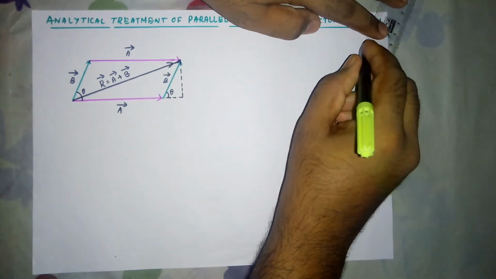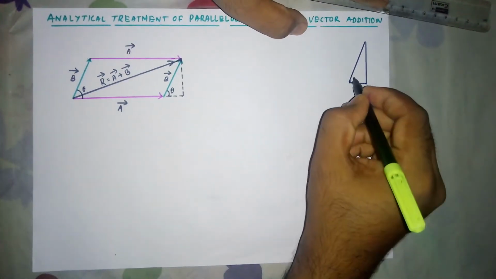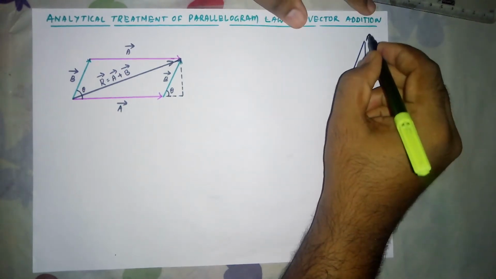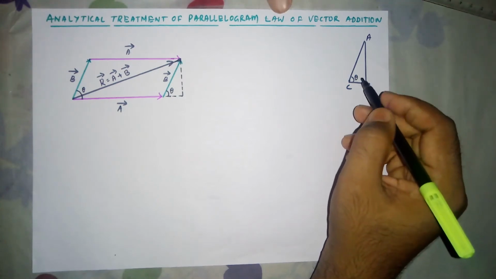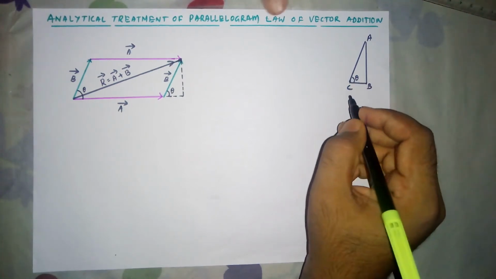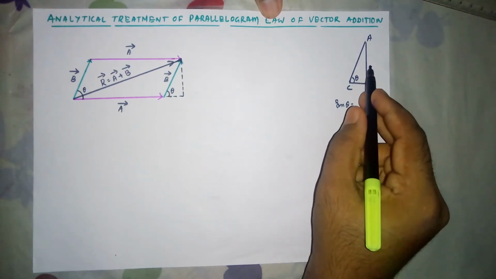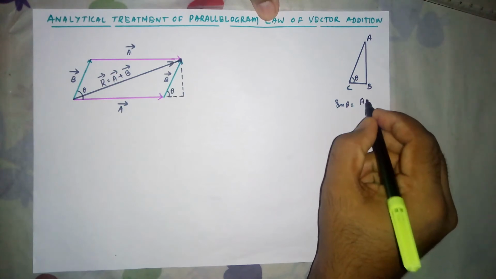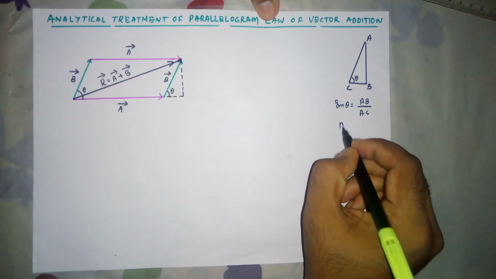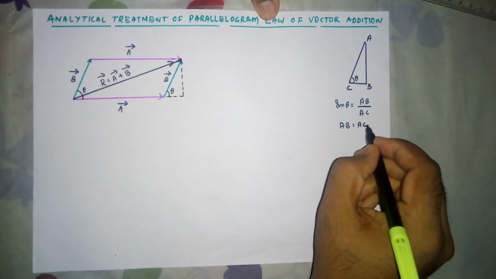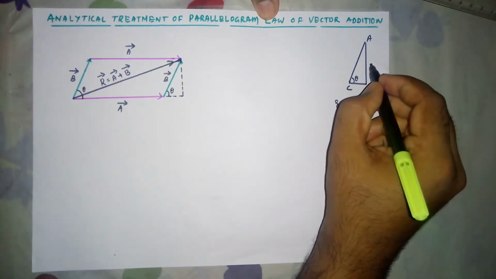Suppose we have a triangle like this, and this is angle theta. I have named it A, B, C. This is a right angle triangle. In a right angle triangle, we can apply trigonometry. So what will sine theta be? Sine theta is equal to the opposite side by the hypotenuse, that is AB divided by AC. Now what is AB? AB is equal to AC sine theta. So this side will be AC sine theta.